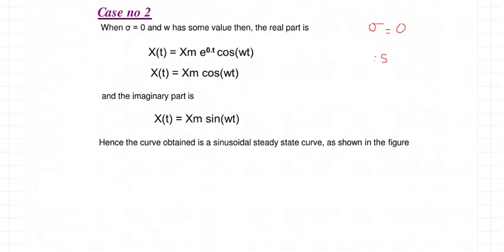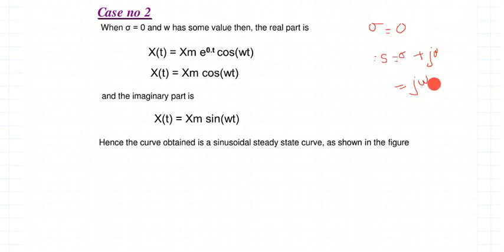Therefore, S, which was sigma plus j omega, what happened to sigma plus j omega? Now sigma is 0. So S is only a function of j omega. Earlier S was a function of only sigma when omega was 0. Now when sigma is 0, S is a function of j omega.